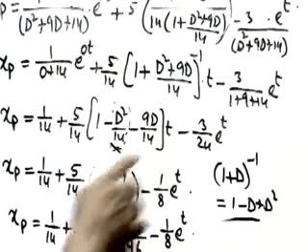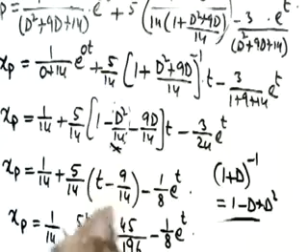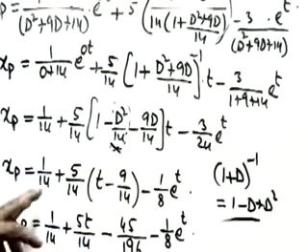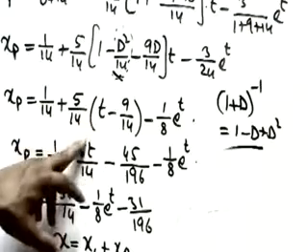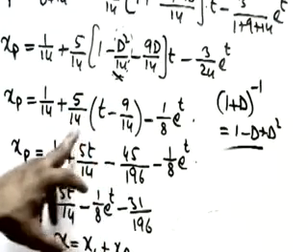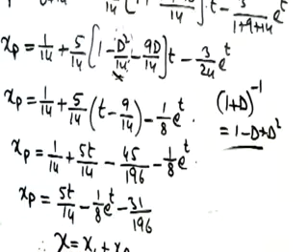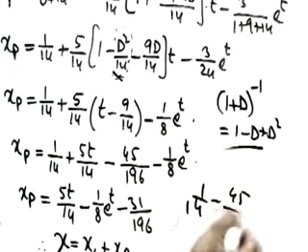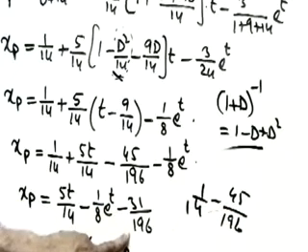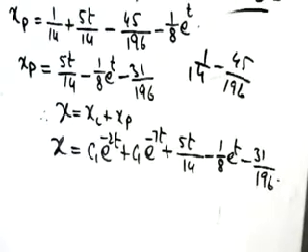1 nines are 9, 9 by 14. 1 into t, this will become 0. d by dt of t is 1. 1 into 9 by 14, 9 by 14. So now we got this one. Now you multiply this: 1 by 14 plus 5t by 14 minus 45 by 14 into 14 is 196, minus 1 by 8 e power t. Now you add this to 1 by 14 minus 45 by 196. You take it from the calculator, you will get minus 31 by 196. So you get x now.